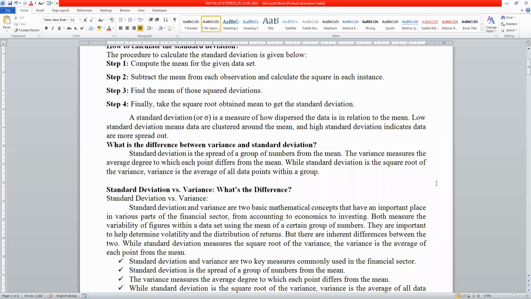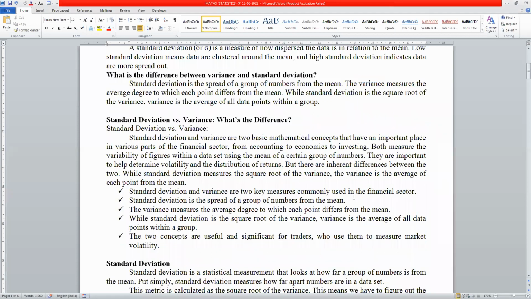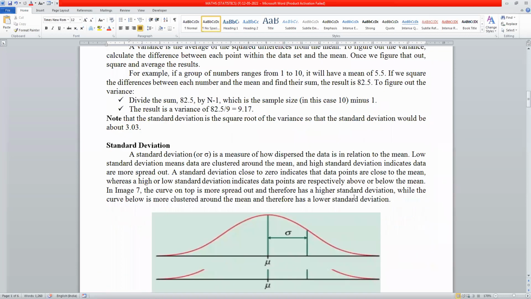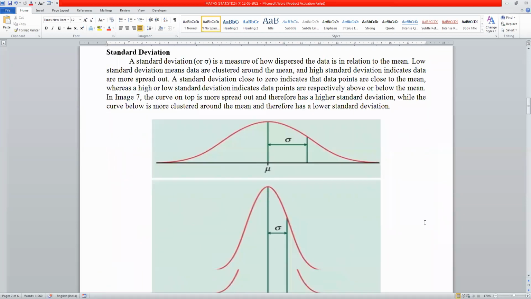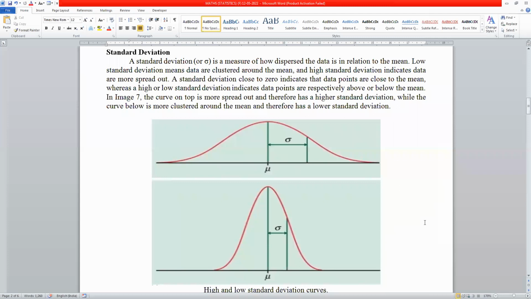Now, actually, a standard deviation is a measure of how dispersed the data is in relation to the mean. Low standard deviation means data are clustered around the mean, and high standard deviation indicates data are more spread out. I'll just show you the figure. You see there are two figures. One is showing how the data are totally spread out.